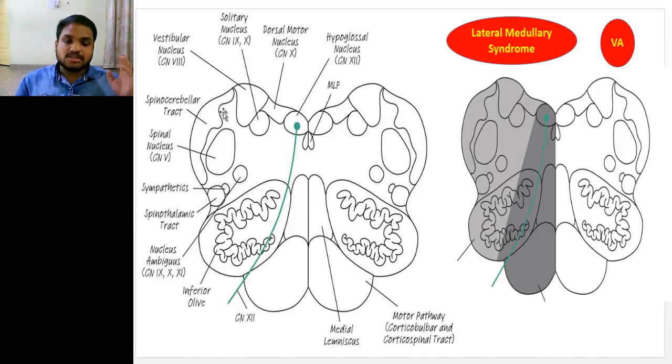So the vertebral artery is the most common artery that is involved in case of lateral medullary syndrome. The second most common artery is the posterior inferior cerebellar artery. So what are the features of lateral medullary syndrome? Now let us take the rule of 4, which I have told you. We can apply it here. It is the lateral part.